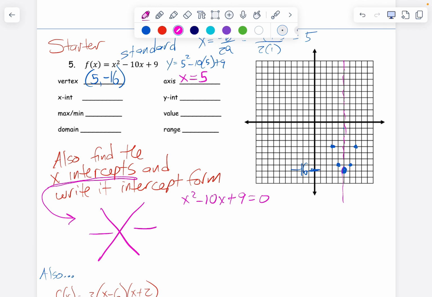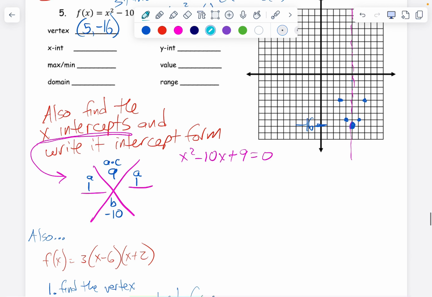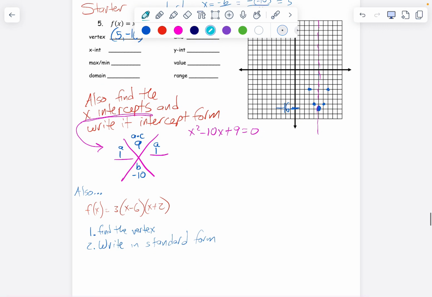So what is a times c? Let's do a quick review. A times c is what? 9. B, negative 10, and then a goes over here, and it is 1. Are there factors of 9 that add up to negative 10? What was it?